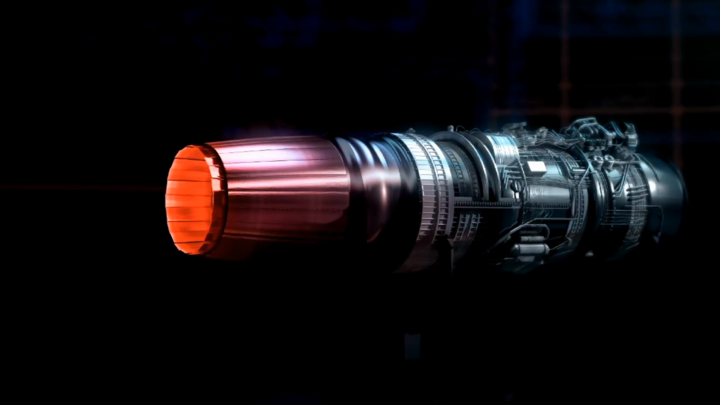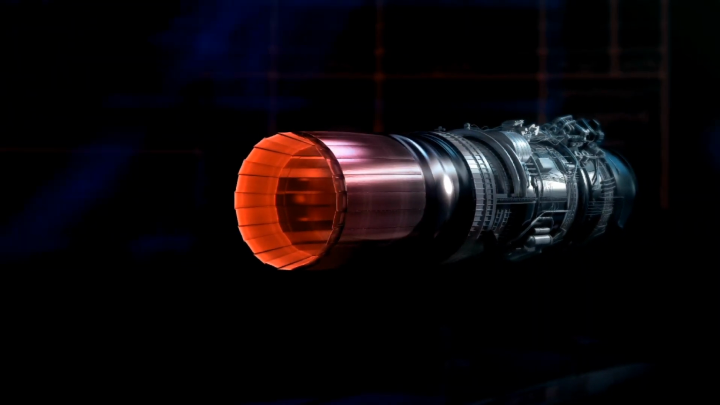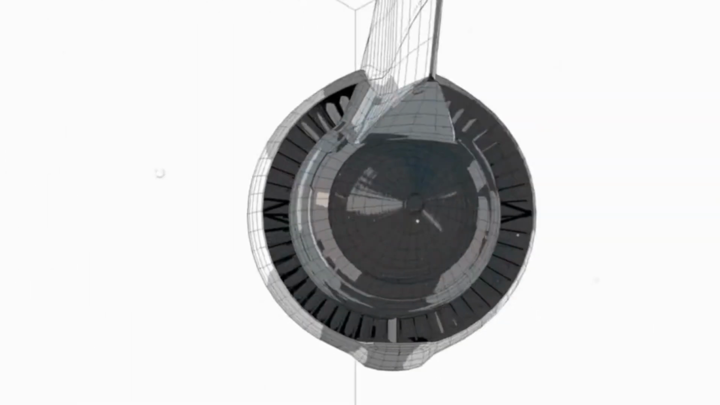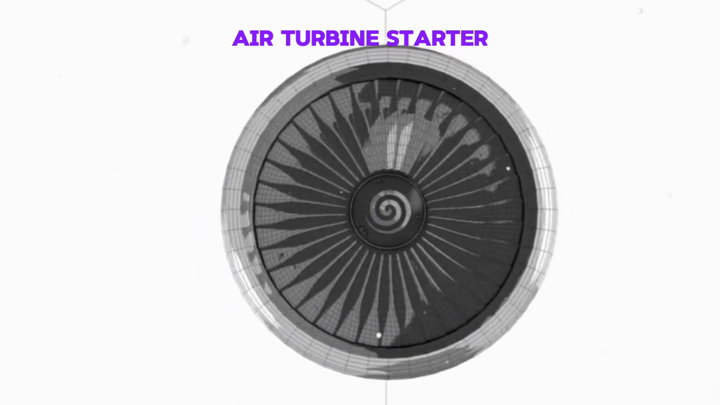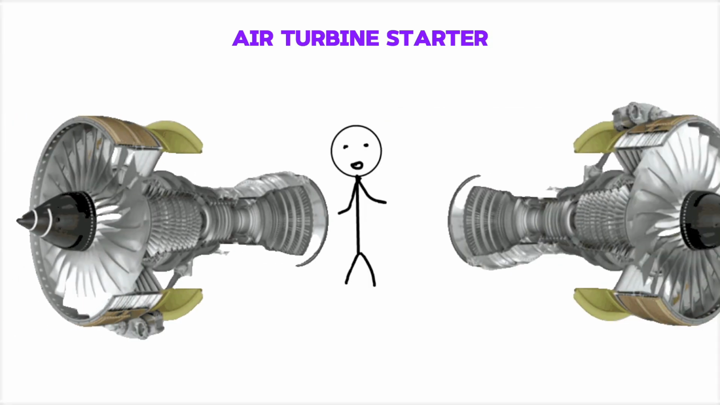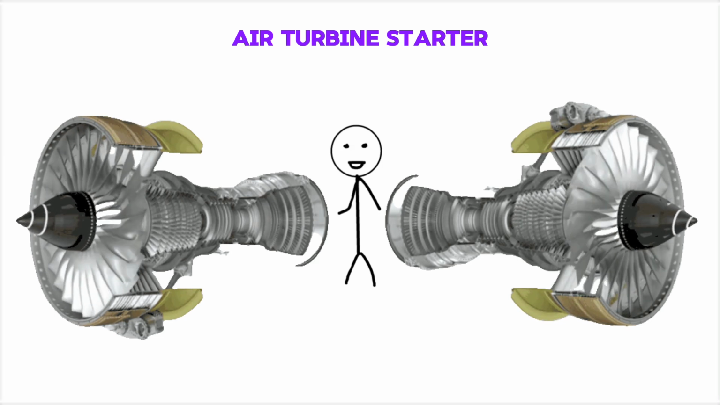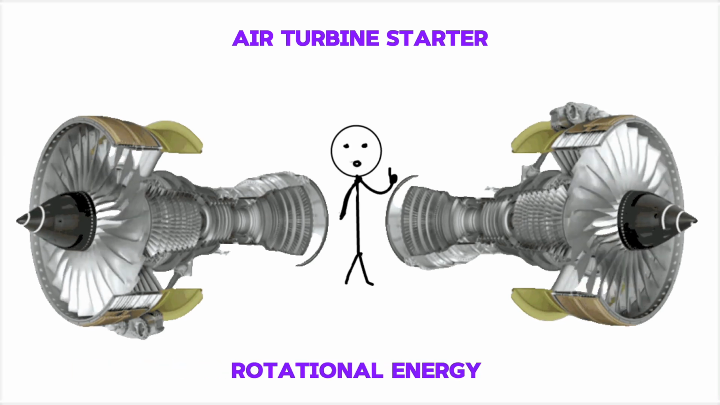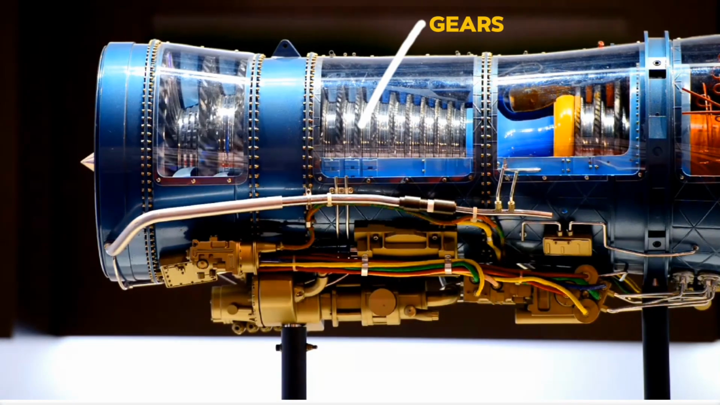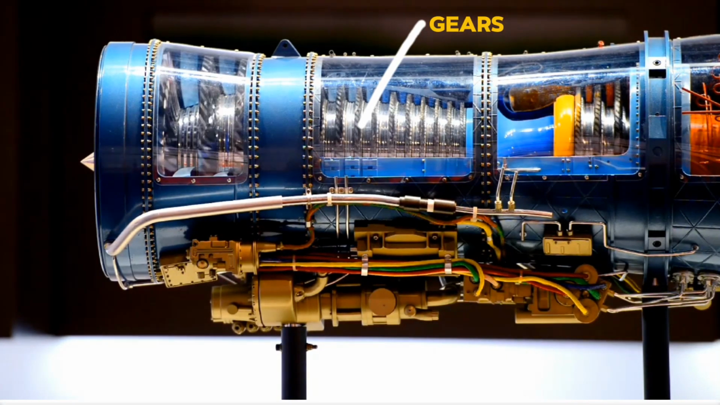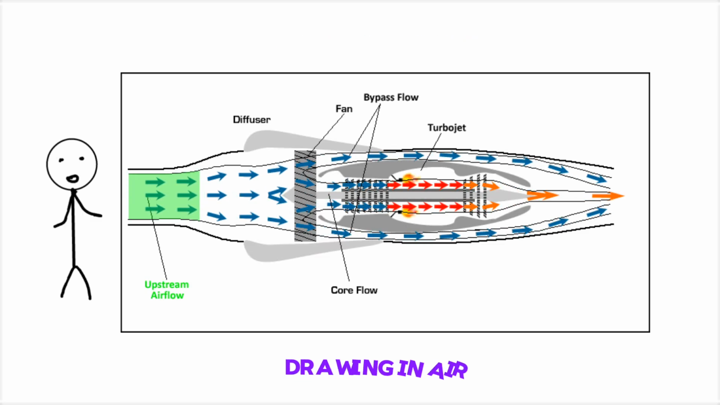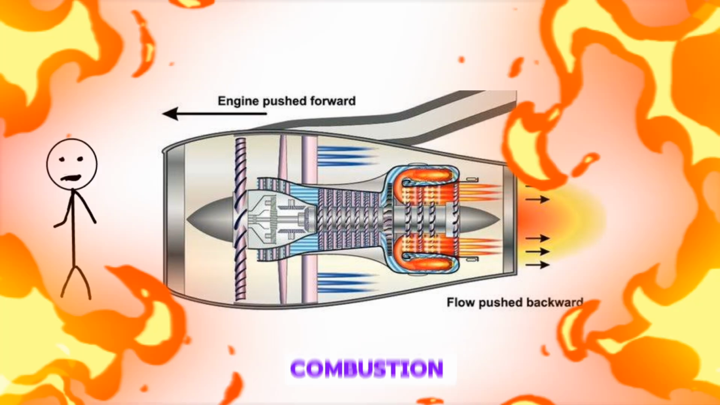Next, the focus shifts to starting each main engine individually. The APU plays a key role in this phase by delivering the required air through an air turbine starter. Positioned beneath each main engine, this starter features turbine blades that spin as air passes over them, generating rotational energy. This energy is then transmitted through a series of gears to the high-pressure shaft of the respective main engine. Consequently, the compressor blades inside the engine begin drawing in air, compressing it in readiness for combustion.